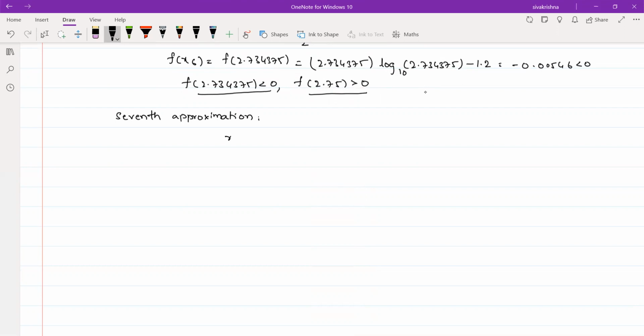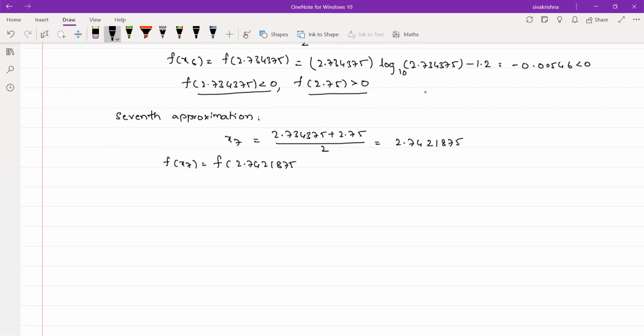So that is x7, and that is equal to (2.734375 + 2.75) by 2. We have to find the average of the two numbers which are having opposite signs. So this is equal to 2.7421875. After getting x7, we have to find f of x7.